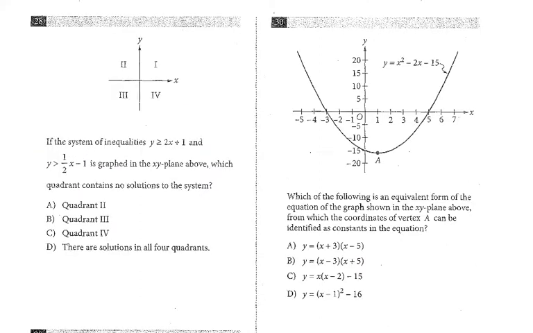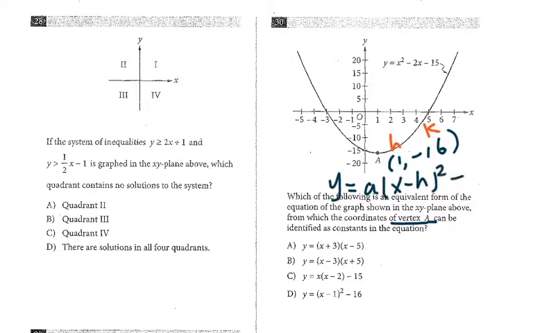For number 30, for this question, basically we are looking for the vertex form. Because for A, that is 1 and negative 16. It will be h, here's k. Then we know the vertex form will be a(x minus h) squared plus k.